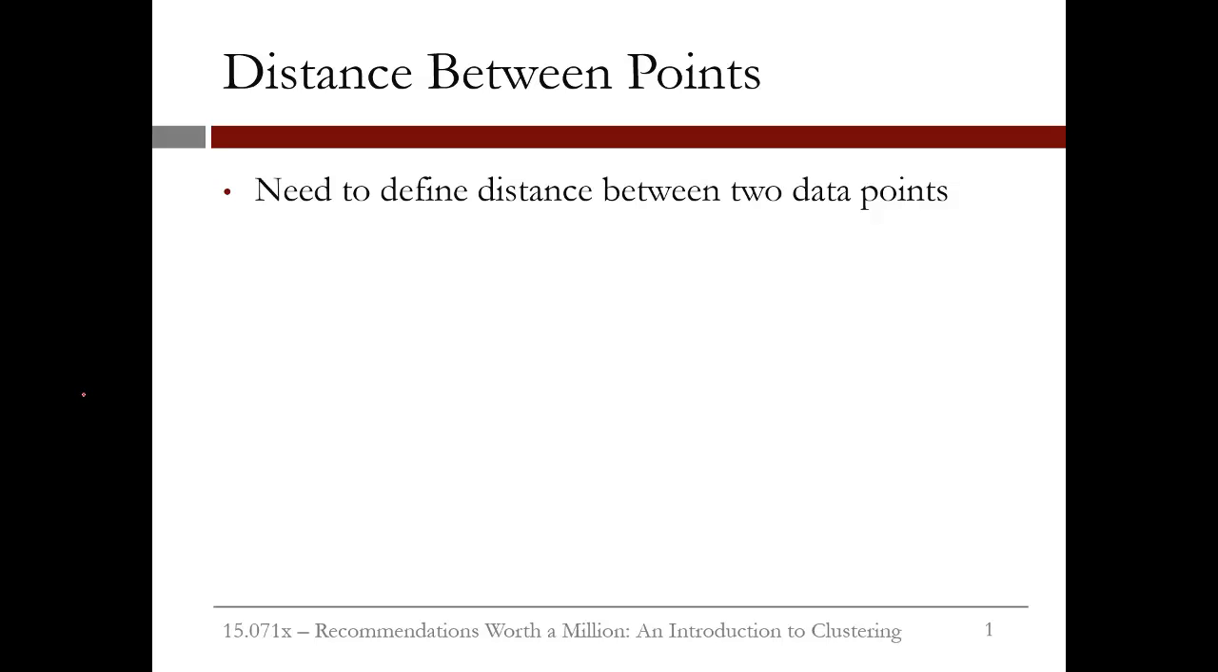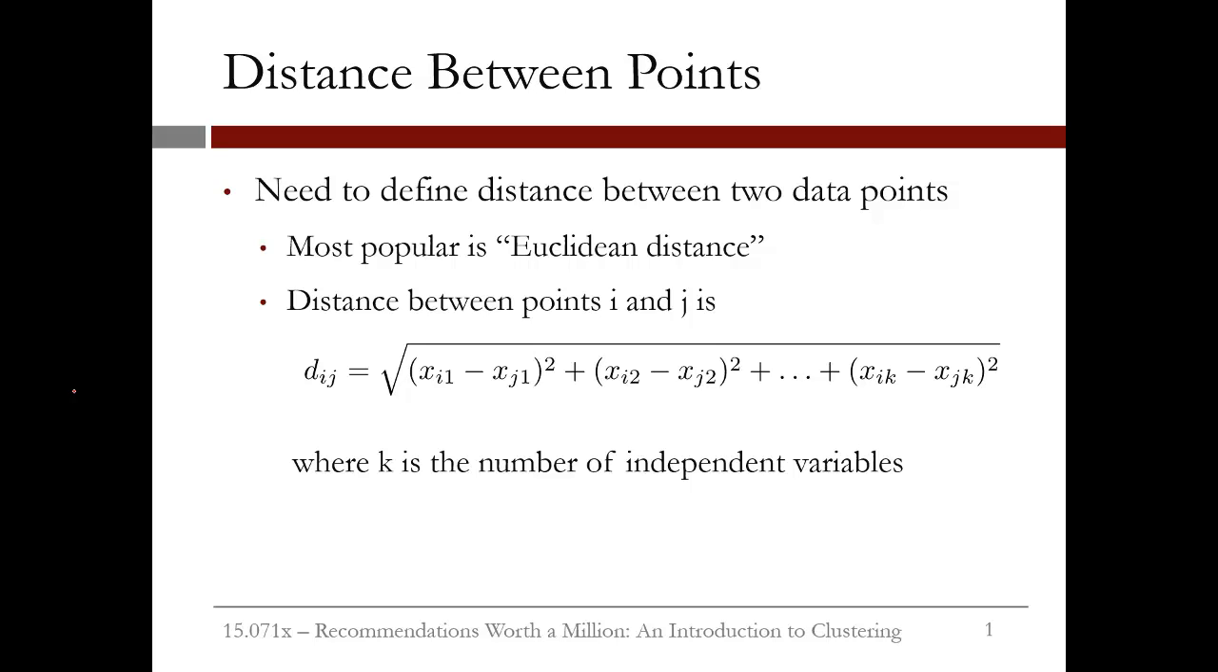So how does clustering work? The first step in clustering is to define the distance between two data points. The most popular way to compute the distance is what's called Euclidean distance. This is the standard way to compute distance that you might have seen before. Suppose we have two data points, i and j.